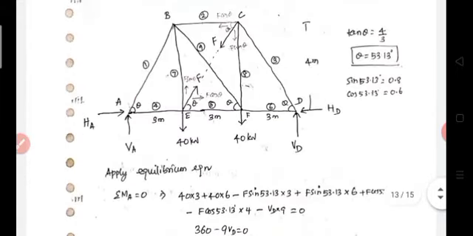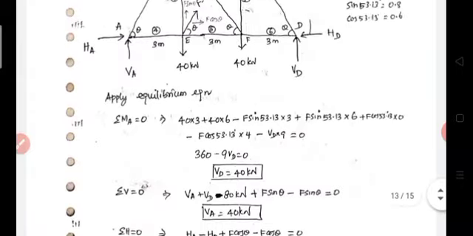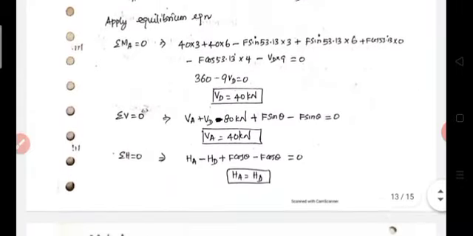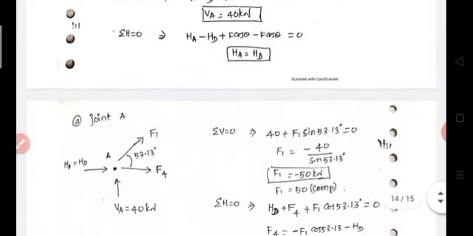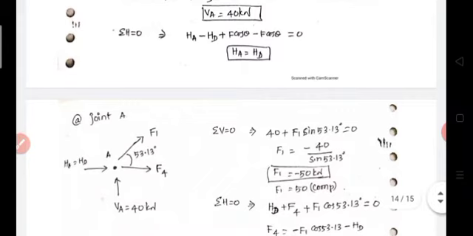So now analyze the structure and find out the member force. For this, first take joint A. At joint A we know the value of HA and VA, so the remaining are only two unknowns. One is the F1 force, another one is the F4 force. So now apply the joint equilibrium equation.